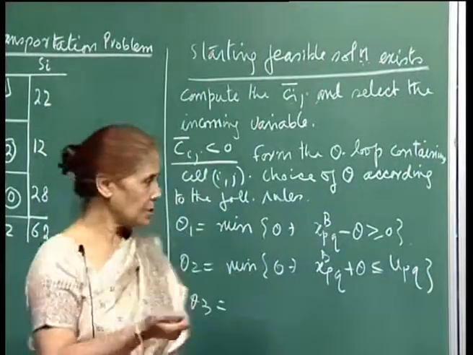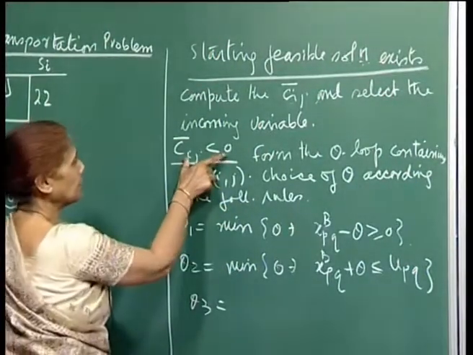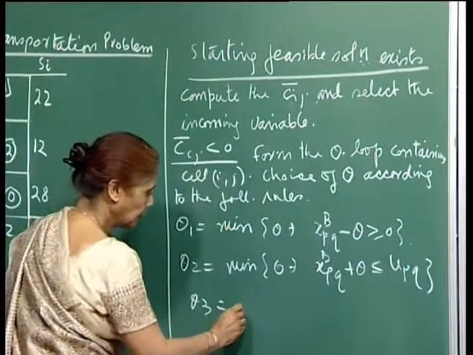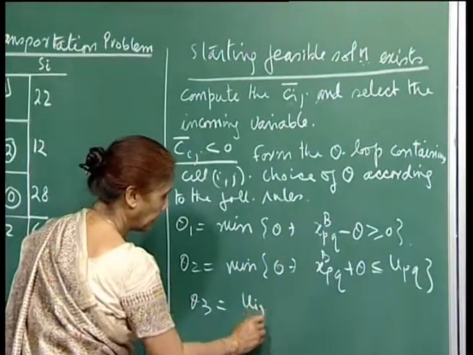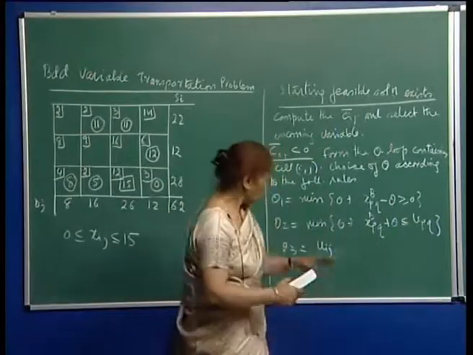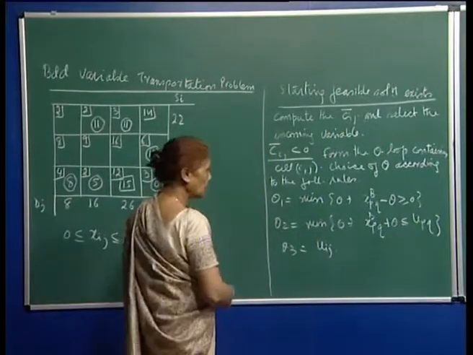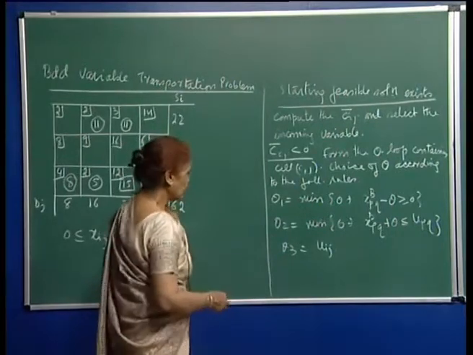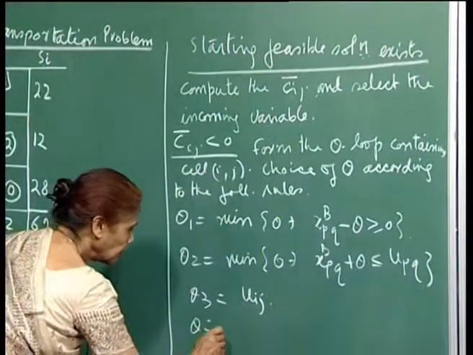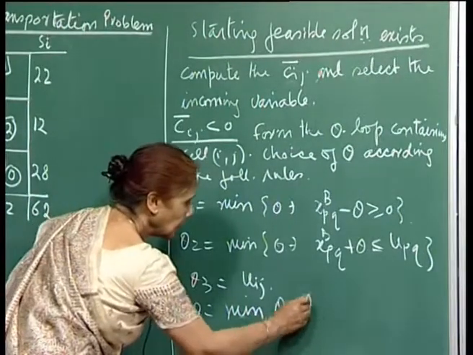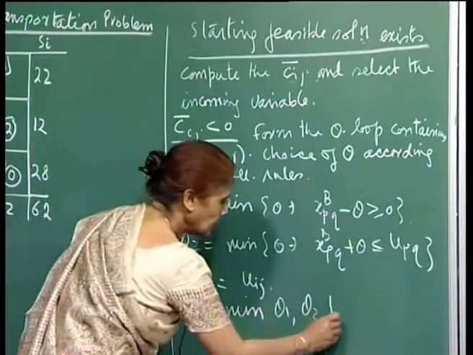And finally, theta 3: since Ij is going to enter the basis and become a positive number, because currently its value is 0 and Cij bar is less than 0, theta 3 should be your Uij. That means the incoming variable should not exceed its own upper bound. All these considerations we have already gone through while discussing the bounded variable simplex algorithm. So, you choose your theta to be the minimum of theta 1, theta 2 and Uij.